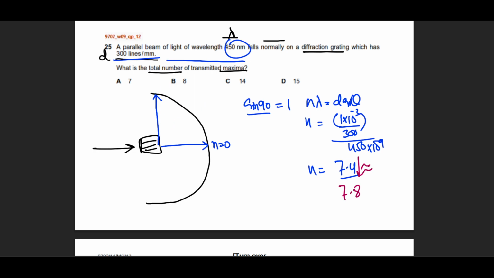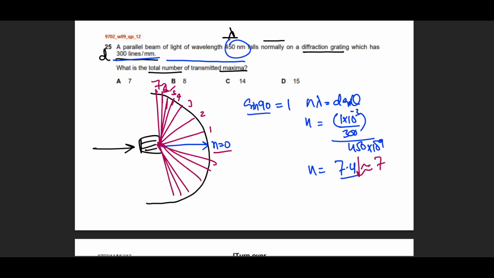Okay, so we round this down to 7. This will become 7. So that means that on one side we have 7 orders. So n1, n2, n3, 4, 5, 6, 7. So 1, 2, 3, 4, 5, 6, 7 on one side, and 1 at the center, then 7 on this side: 1, 2, 3, 4, 5, 6, 7. So this is 7 starting from 1.